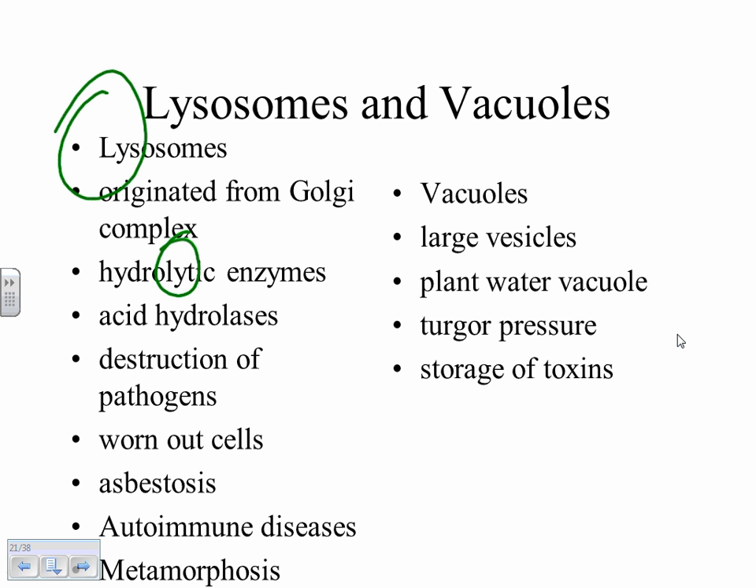And they can break down a lot of things. Sometimes it's old cells, worn out cells that your body needs to get rid of. Sometimes, for example, inside a white blood cell, the white blood cell needs to break down a virus, a bacteria, some kind of pathogen. So that's why we say destruction of pathogens.